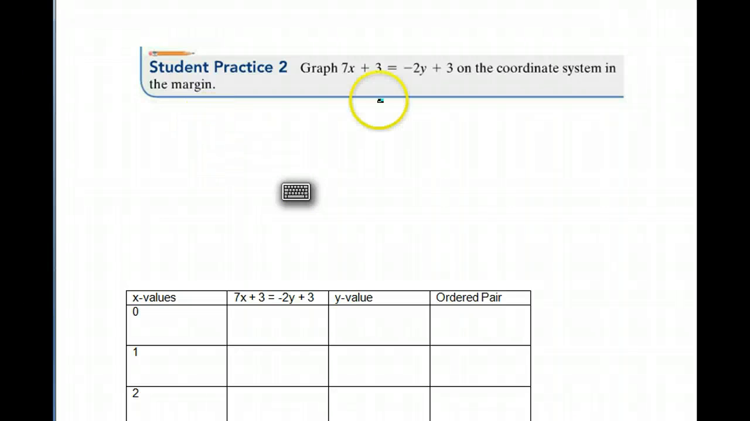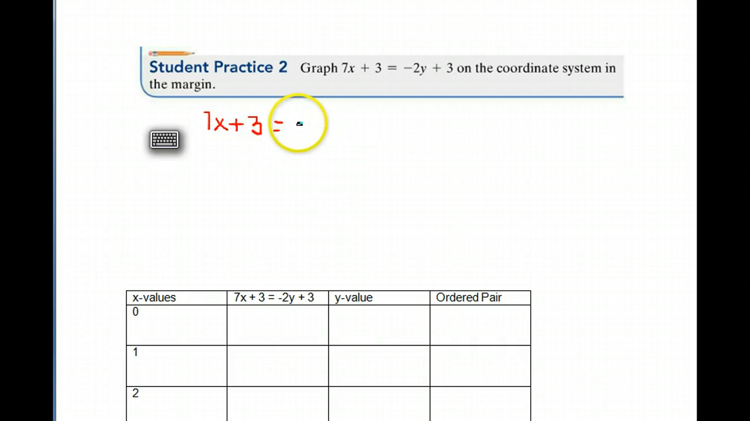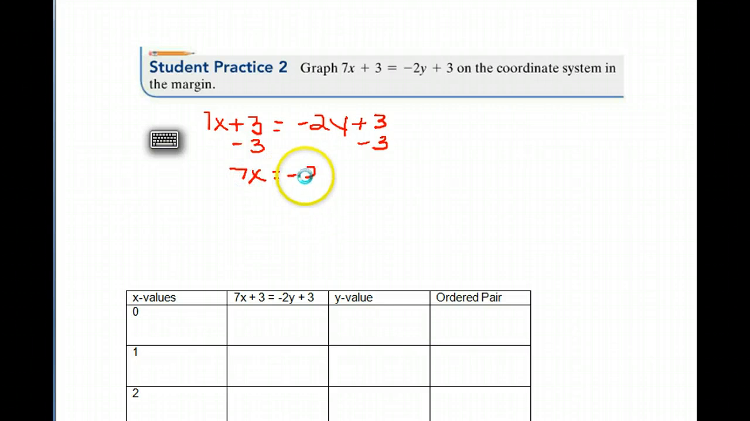Okay, by now you should have had an opportunity to simplify your equation, fill in your chart, and graph the equation. So we have 7x plus 3 equals negative 2y plus 3. We're going to go ahead and subtract 3 from both sides, and we have that 7x equals negative 2y. From here, that is probably the easiest form of the equation that we're going to plug in.